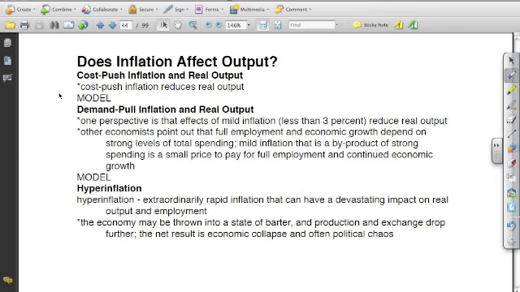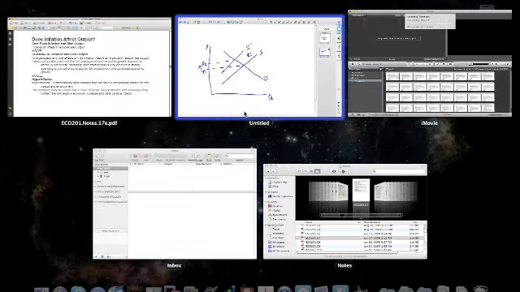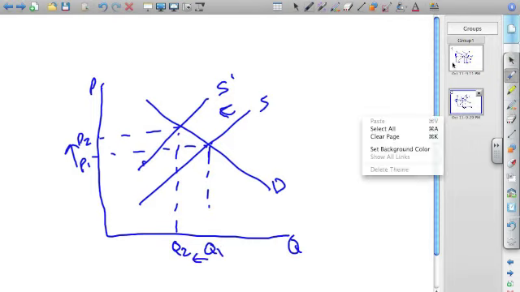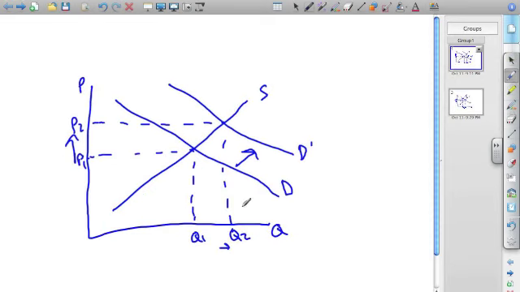Last question, does inflation affect output? As you can see in the cost push inflation here, it does affect output. We have a decrease. Whereas if we look at our first group, remember this is demand pull inflation, we have an increase in output.